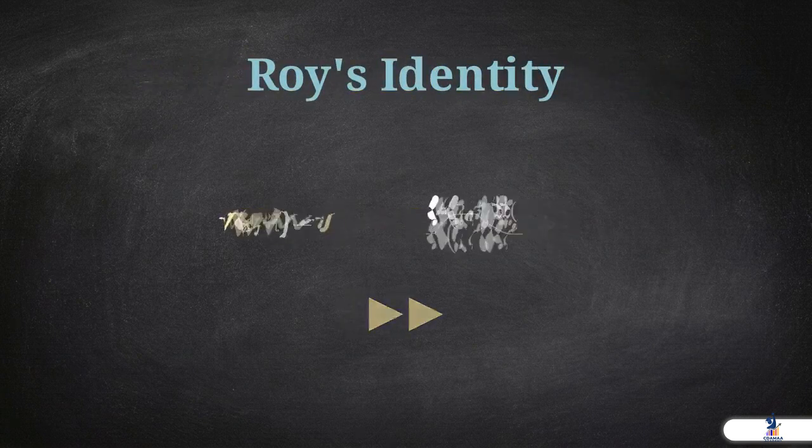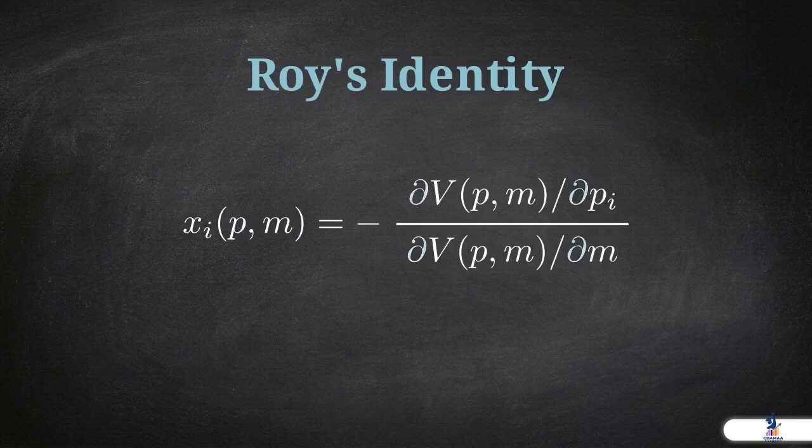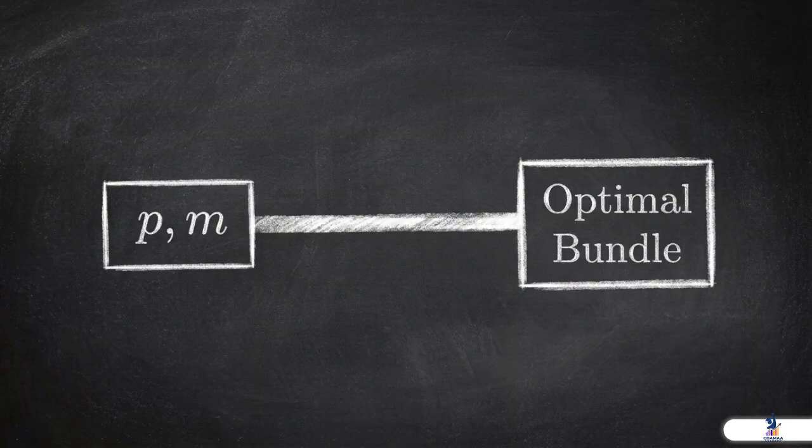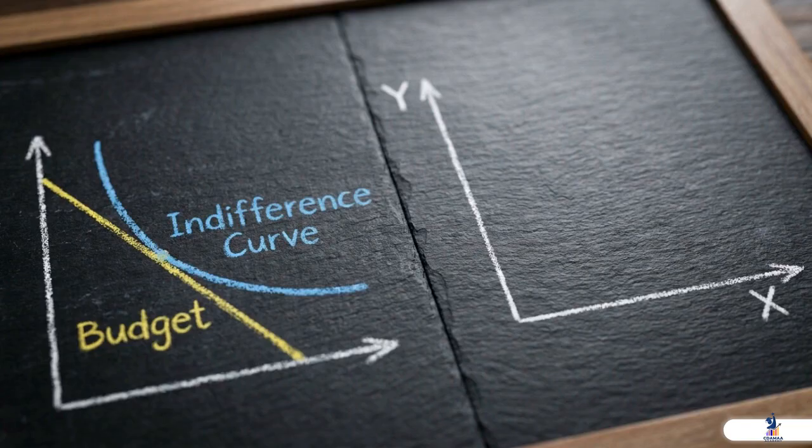From here, we can use Roy's identity. It serves as a mathematical shortcut, allowing us to extract Marshallian demand functions directly from the indirect utility function using simple partial derivatives, bypassing the need to resolve the entire Lagrangian. Optimal choice is a predictable, differentiable function, linking macroscopic market forces directly to human satisfaction.